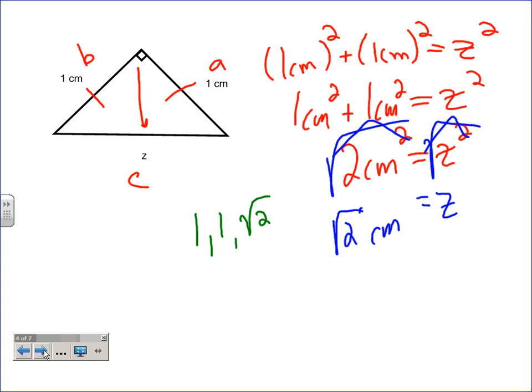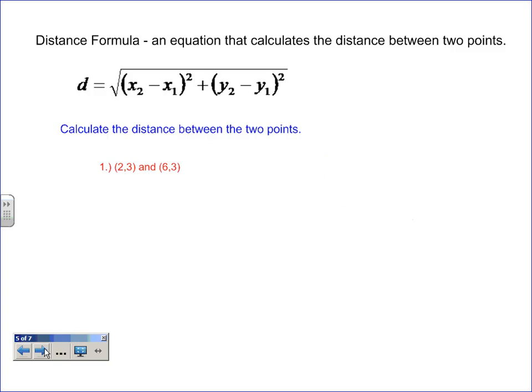Okay, any questions on Pythagorean theorem, or do you think you've got that down fairly well? Think you're doing all right? Now, I told you distance formula was actually Pythagorean theorem. You may not believe me now, but I will convince you by the end of our notes here today.